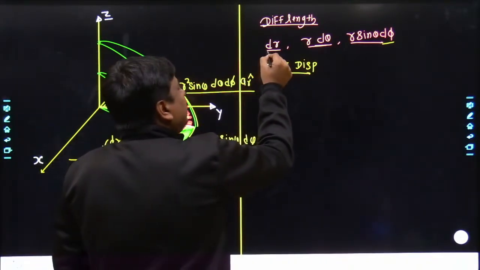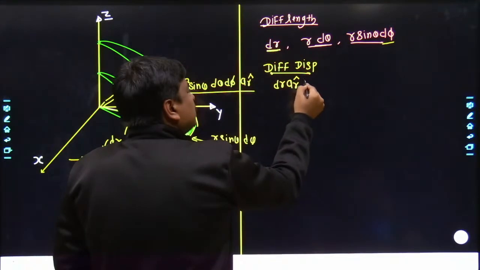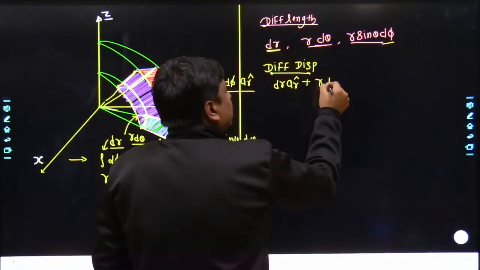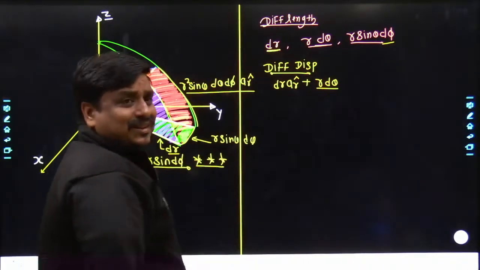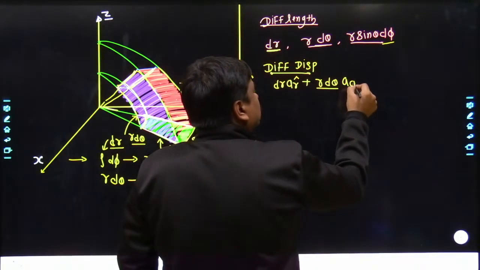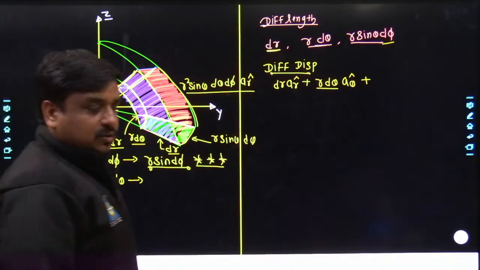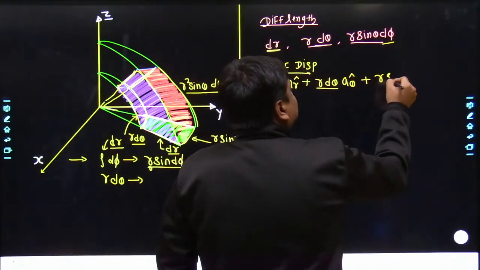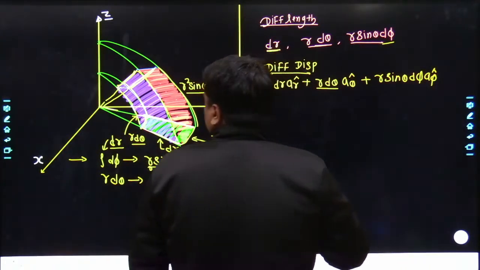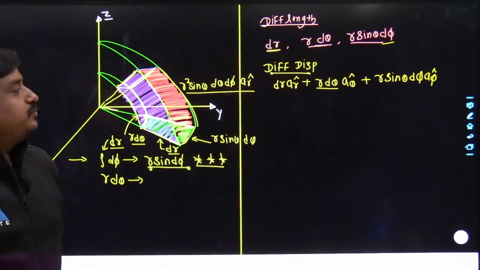We know the differential length in the direction of r is nothing but dr, so simply it would be written as dr in the direction of r, which is the unit vector a r cap. Next, here goes the differential length because of the change in theta, that's nothing but r d theta, and it would be in the direction of a theta cap. Similarly, here goes r sin theta d phi a phi cap. Could you agree with what I am saying?